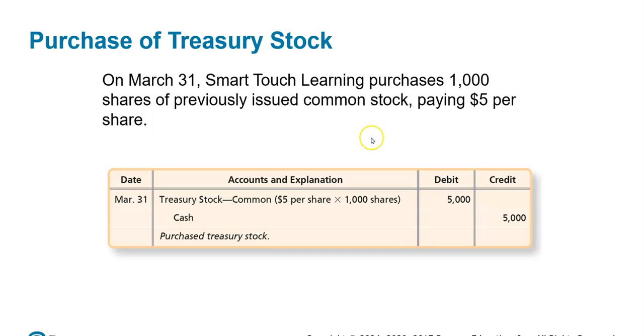So, Smart Touch Learning purchases 1,000 shares of previously issued common stock, paying $5 per share. So that's the cost per share times 1,000 shares. That's the treasury stock, which comes back in. It's a contra equity account, and they paid out $5,000 cash to purchase the treasury stock.